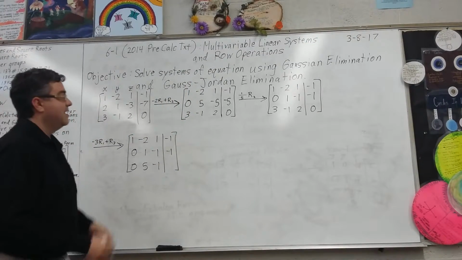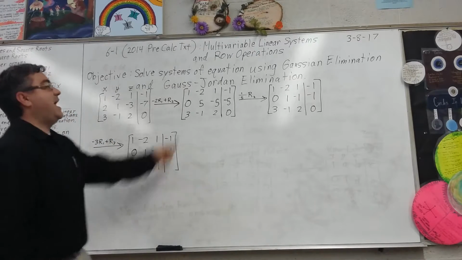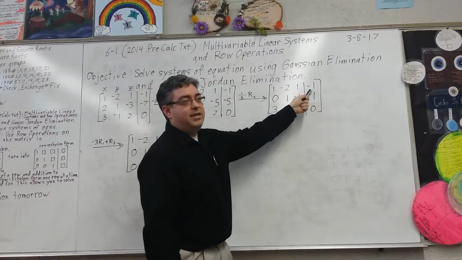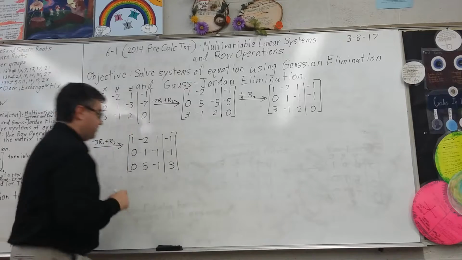Oh, I was wondering why you're using row 2. Yeah, I shouldn't have been using row 2. Okay. Awesome. -3 times -1 is 3. 3 plus 0 is 3.